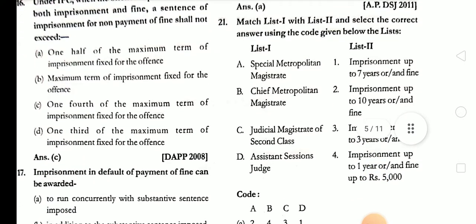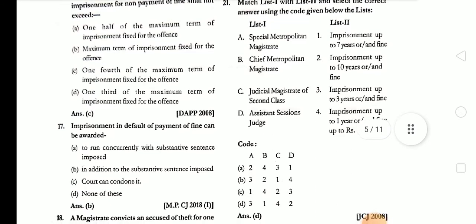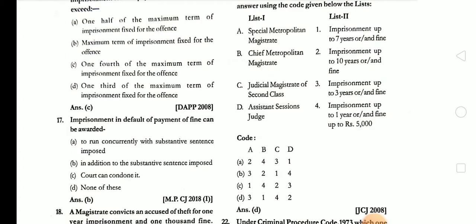Next question is relating to match the following. Here, a special metropolitan magistrate can give punishment of imprisonment up to 3 years or fine. CMM, chief metropolitan magistrate, can give punishment up to 7 years or and fine. Next, judicial magistrate second class can give punishment of imprisonment up to 1 year or fine up to 5,000 rupees. And assistant session judge can give punishment of imprisonment up to 10 years or and fine. So this is very important.